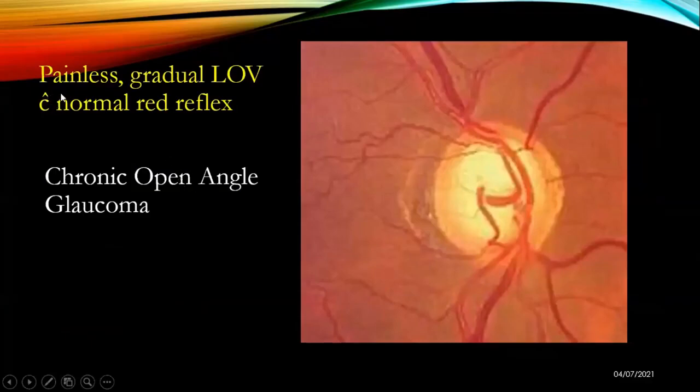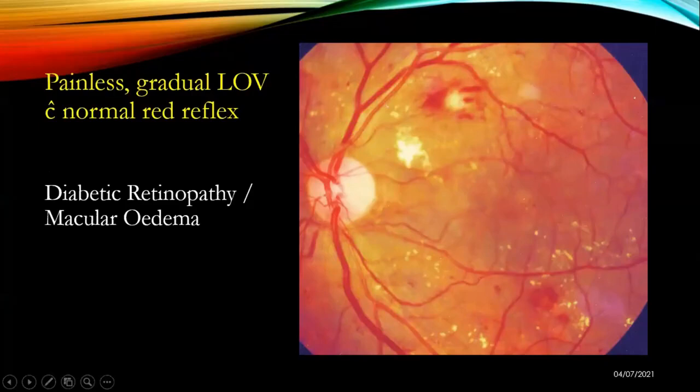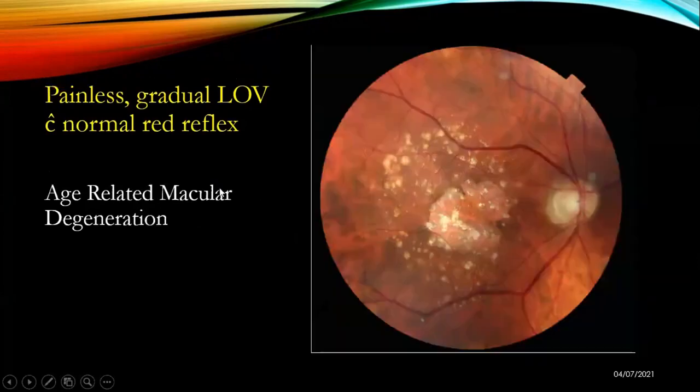And another thing is painless gradual loss of vision with a normal red reflex. There's slow loss of vision, which is painless. One example is chronic open angle glaucoma. As you can see here, there's advanced glaucomatous disc damage where the patient has significant loss of peripheral vision. And another gradual painless loss of vision with normal red reflex, as I told you earlier, is diabetic retinopathy and diabetic macular edema, that also is one cause for gradual loss of vision. Another cause for gradual loss of vision is macular degeneration, where the center of the macula undergoes degenerative changes.